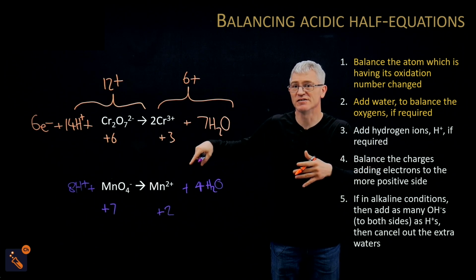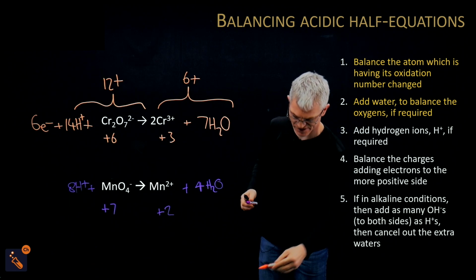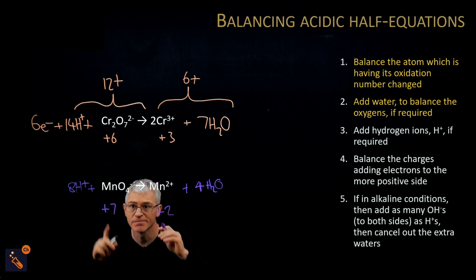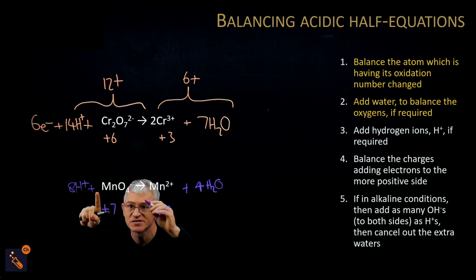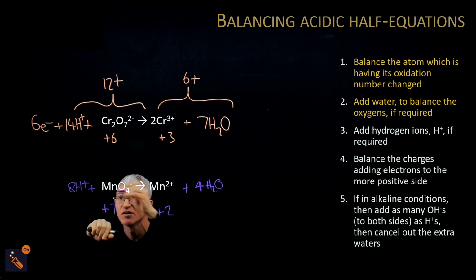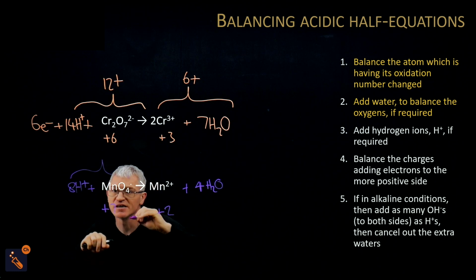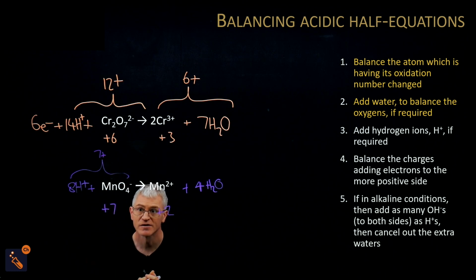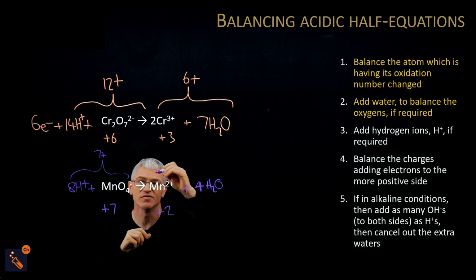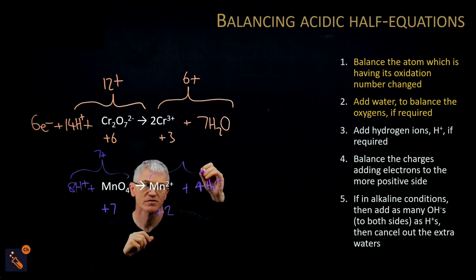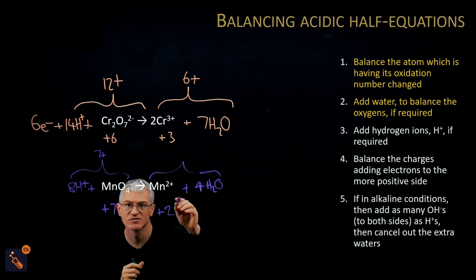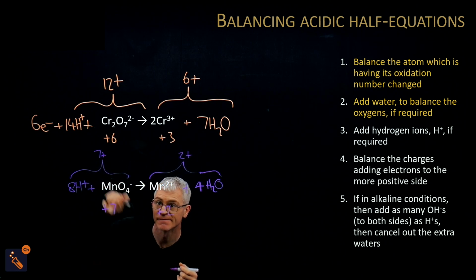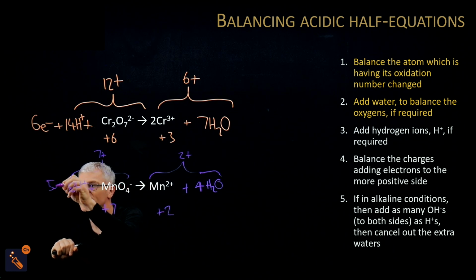Think about it, what do you do on this side now? So again, if I take the purple, I get down here, and on this side, 8H pluses, and so, well, that means on this side, because you have got the minus plus, that means 7 plus. Okay, makes sense? Okay, and then on this side, 2 plus. Difference between that and that is 5. The most positive side is that side, so I have to add 5 electrons.